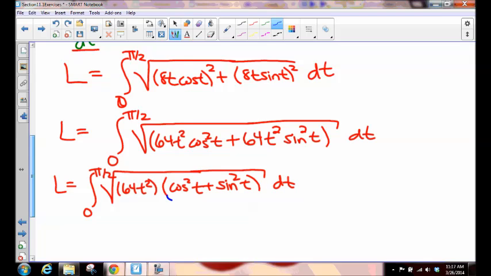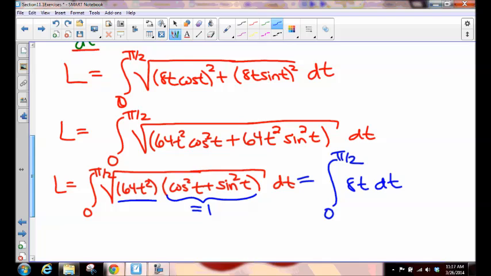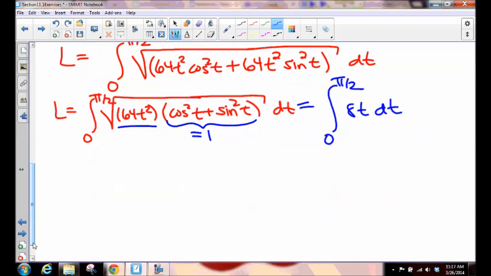And we all know that cosine squared t plus sine squared t is going to be equal to 1, everybody's favorite trig identity. So this is going to give me the integral from 0 to pi over 2. And this 64t squared is a perfect square, so I could take the square root of it, and I'm going to end up with 8t dt. And that is something that we can easily find the antiderivative of.